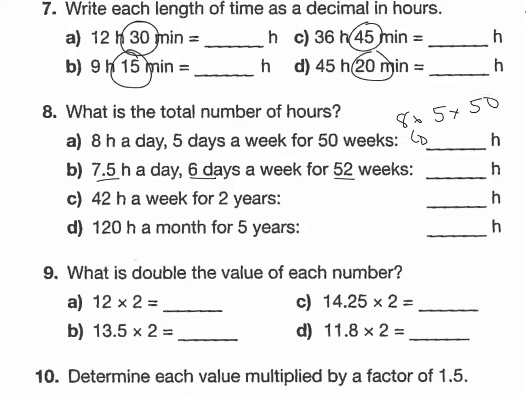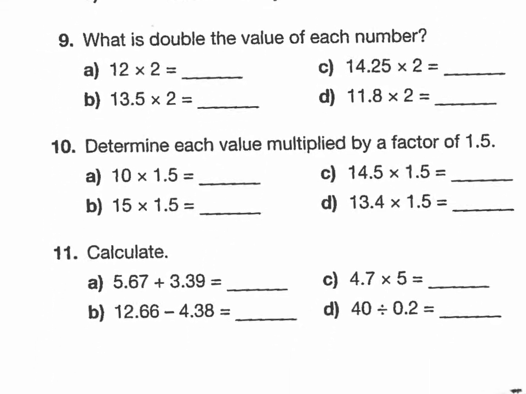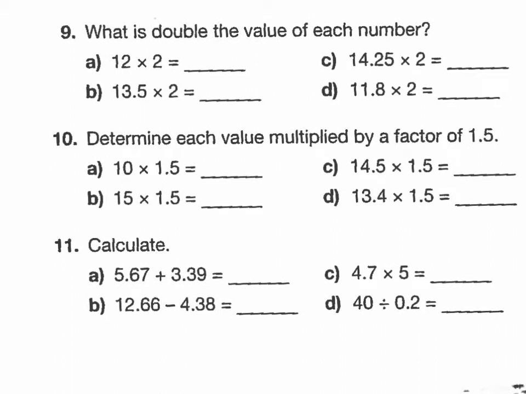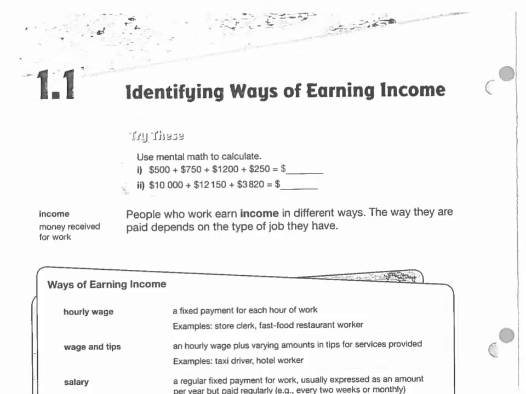The next one's pretty straightforward, determining what double is and determining each value multiplied by a factor of 1.5. So that's calculator questions. So again, it might be $10 times 1.5 hours or $15 times 1.5 hours, etc. And the last one, calculating simple addition, subtraction, multiplication, and division. Those are all calculator things that I would suggest you use. Just punch them in on your calculator.